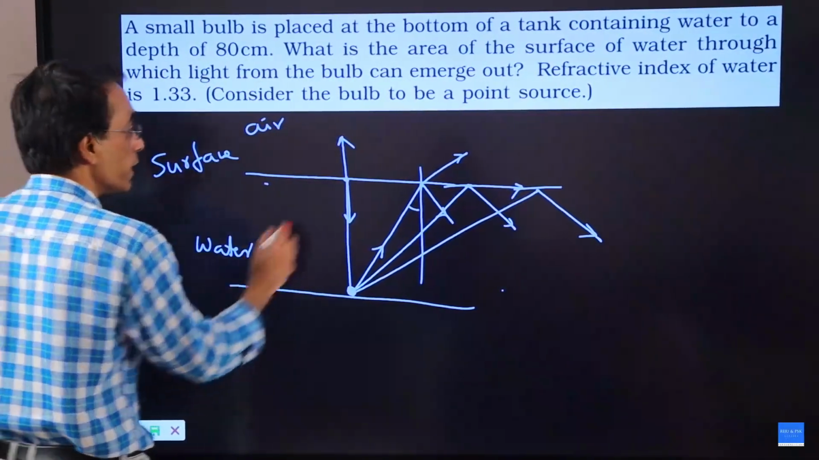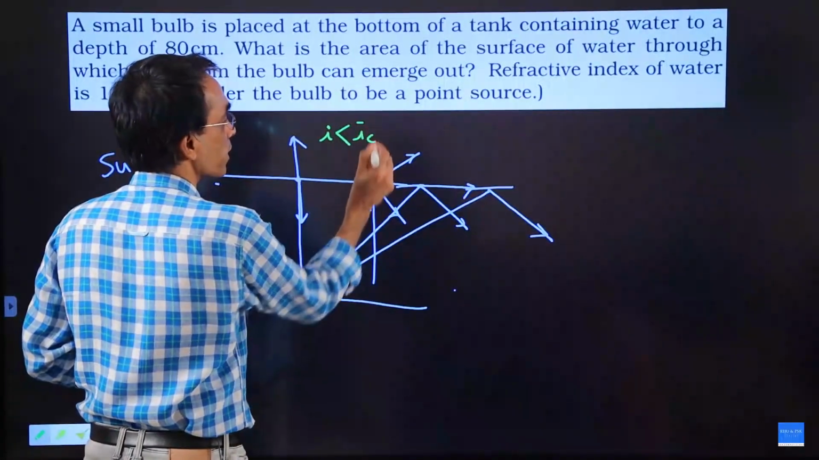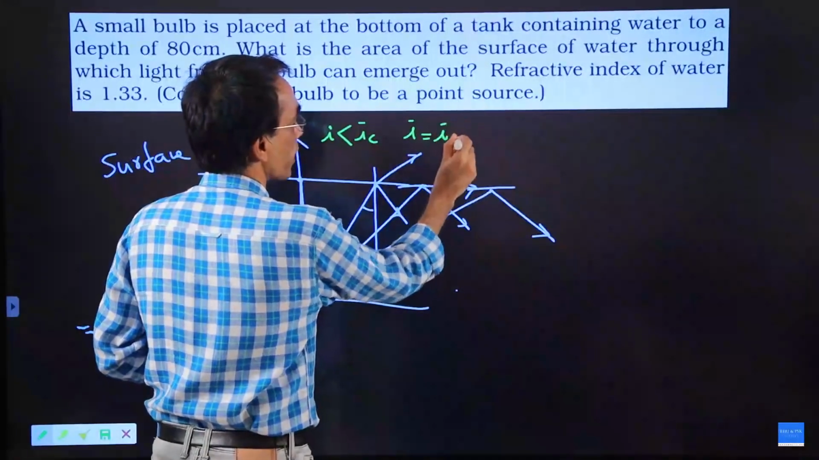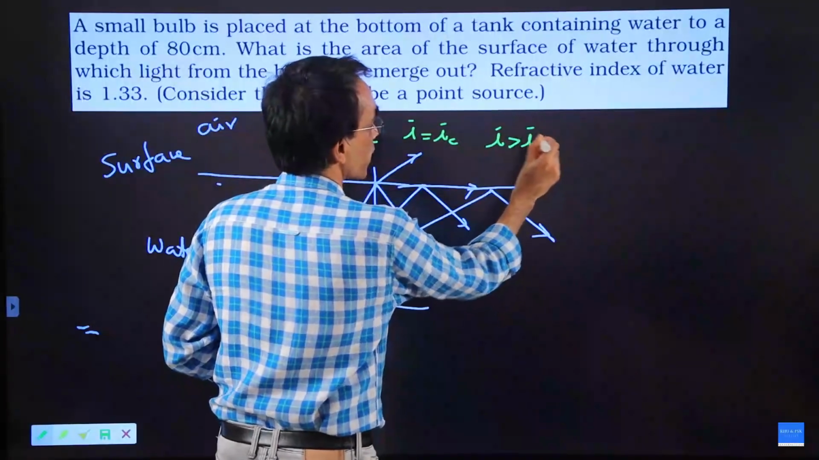Case number 1, I can write case number 1. What is case number 1? In case number 1, the angle of incidence is less than the critical angle. Case number 2, the angle of incidence is equal to the critical angle. Third one, the angle of incidence is greater than the critical angle.